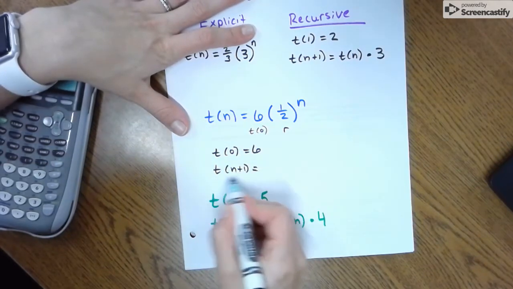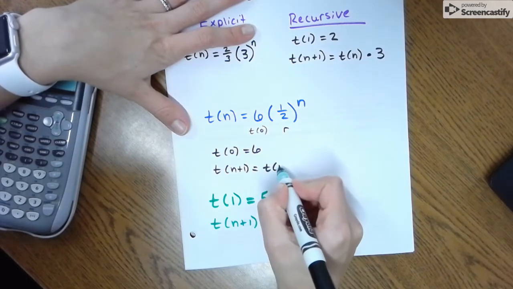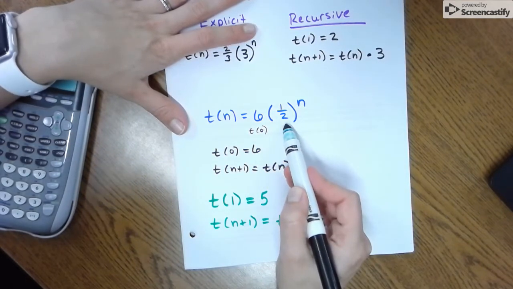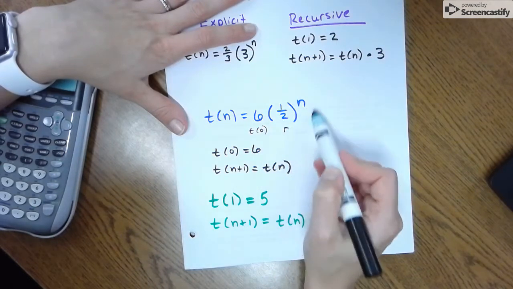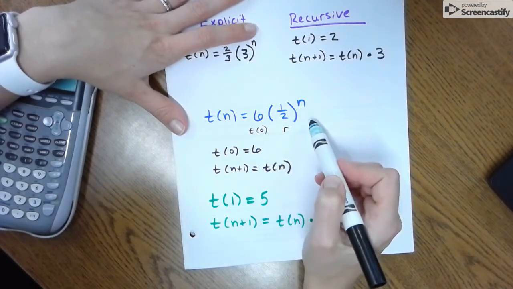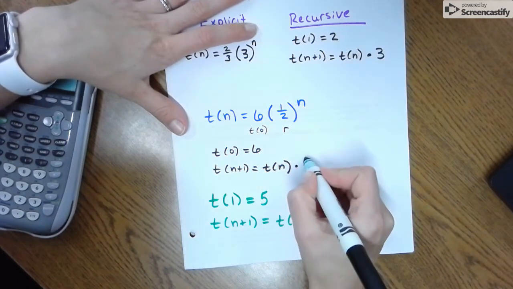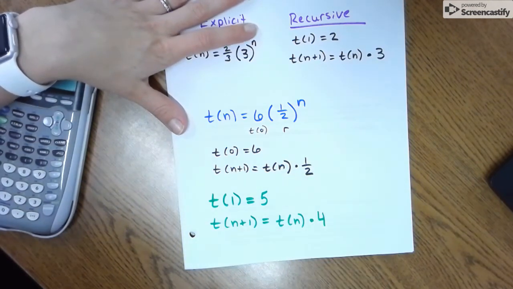Again, to get to my next term, I take my current term, which is t of n. Now, if I look here, this is the common ratio, so what this means is I'm multiplying by 1/2 every single time. That means I need to take my current term and multiply it by 1/2 to get to the next term.